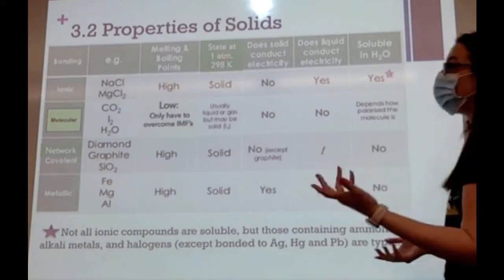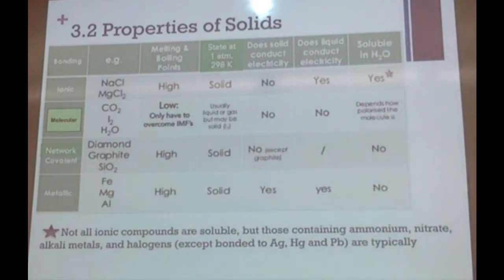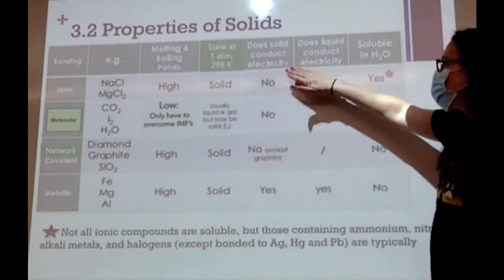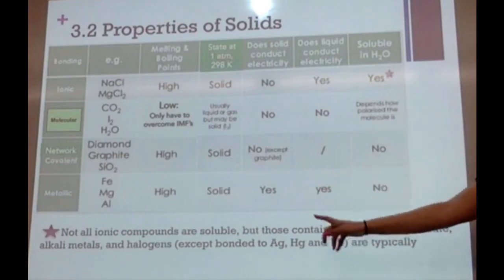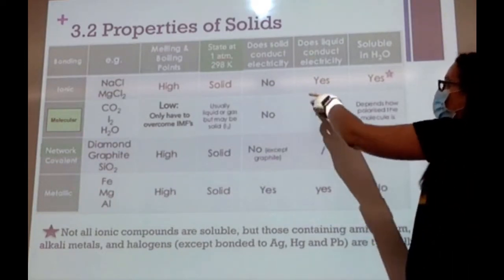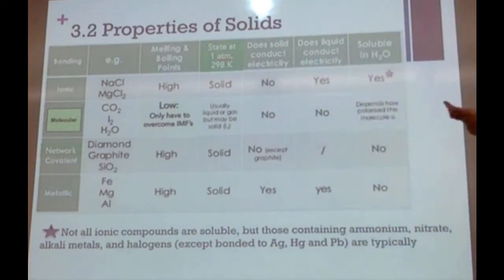So if it says this substance has a low melting point, more than likely it's a molecular solid. Conductivity is useful because if the solid conducts electricity, that means it's a metallic solid. So if the solid conducts, it's going to be metallic. However, if the solid doesn't conduct, but the liquid or aqueous solution does, then it's ionic.